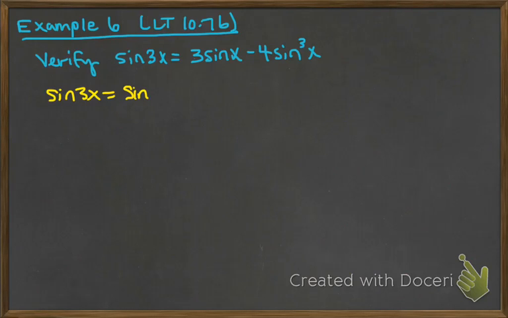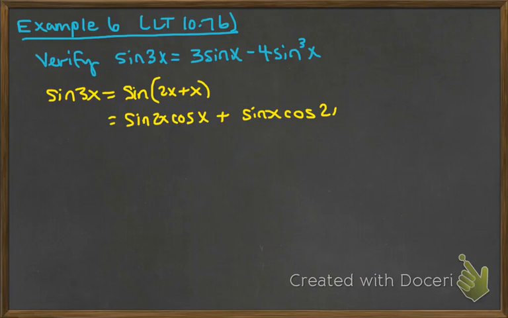because I know that I could do something like the sine of 3x is the same thing as the sine of 2x plus x, and break it up that way, and then use my sum and difference formulas from section 10.6 to break this down. So we're using two sets of formulas for this one problem. So the sine of 2x plus x is the same thing as the sine of 2x times the cosine of x plus the sine of x times the cosine of 2x.